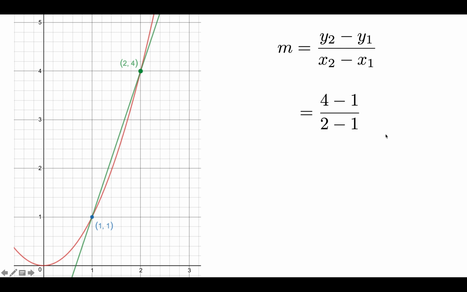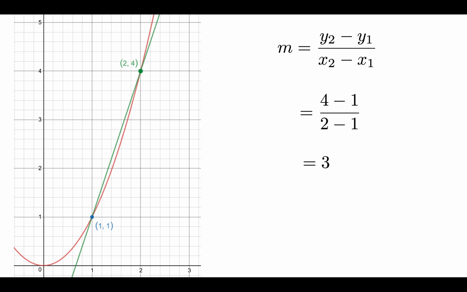We don't need a calculator for this, right? That's going to be 3 over 1, so the slope of that line is 3. That's not exactly the slope that I want, but it is a nearby secant line. So our idea is that we're going to take this point up here, this 2 comma 4, and start sliding it down the red curve, getting it closer and closer and closer so that the secant line is really, really close to that tangent line that we want.